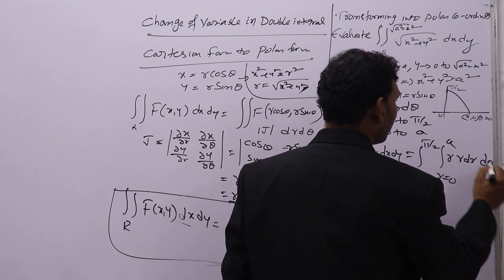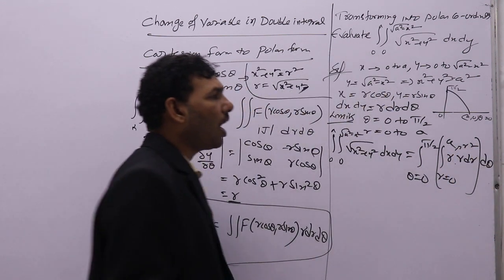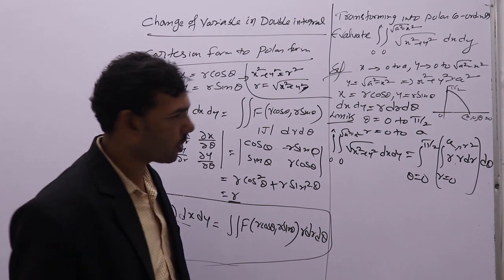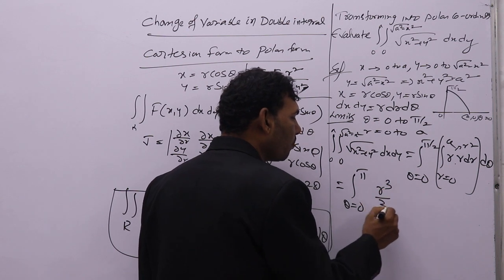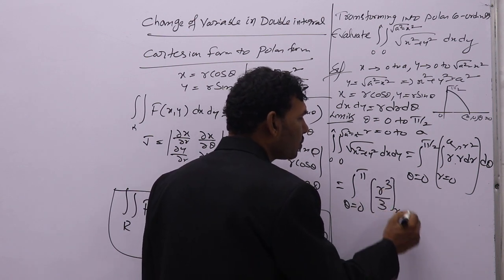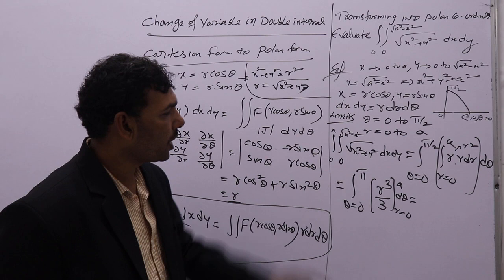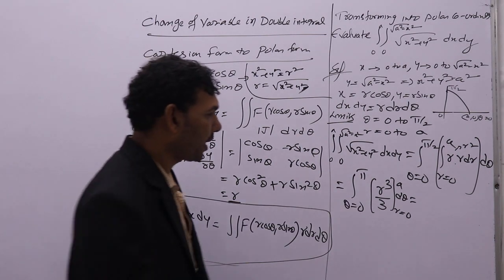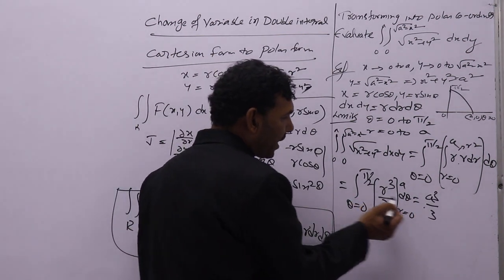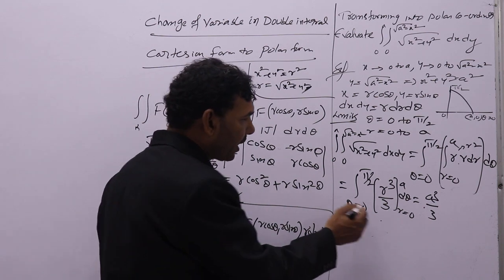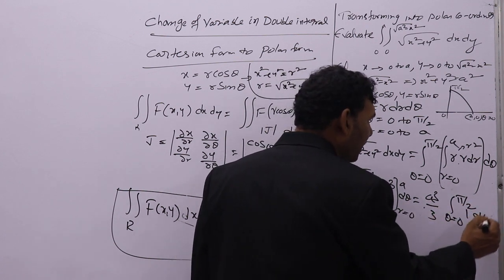Now what is r into r? R into r is r square. What is the integral of r square? The integral of r square is r cube by 3, with limits from 0 to a, d theta. Now write a in the place of r. If you write a in the place of r, you will get a cube by 3. What remains is the integral from theta equal to 0 to pi by 2 of 1 d theta.